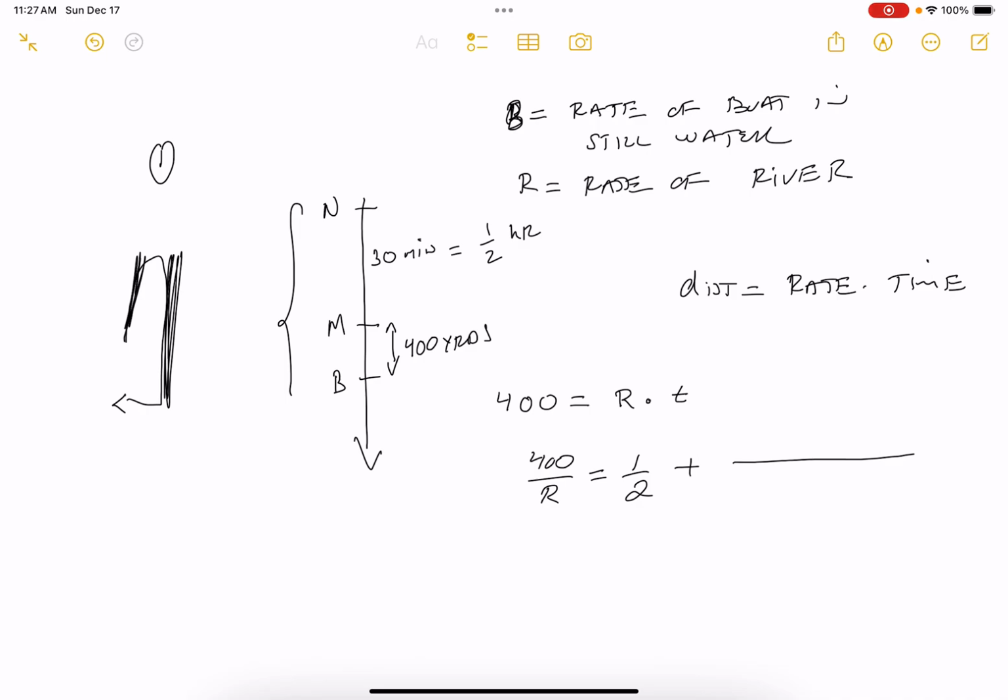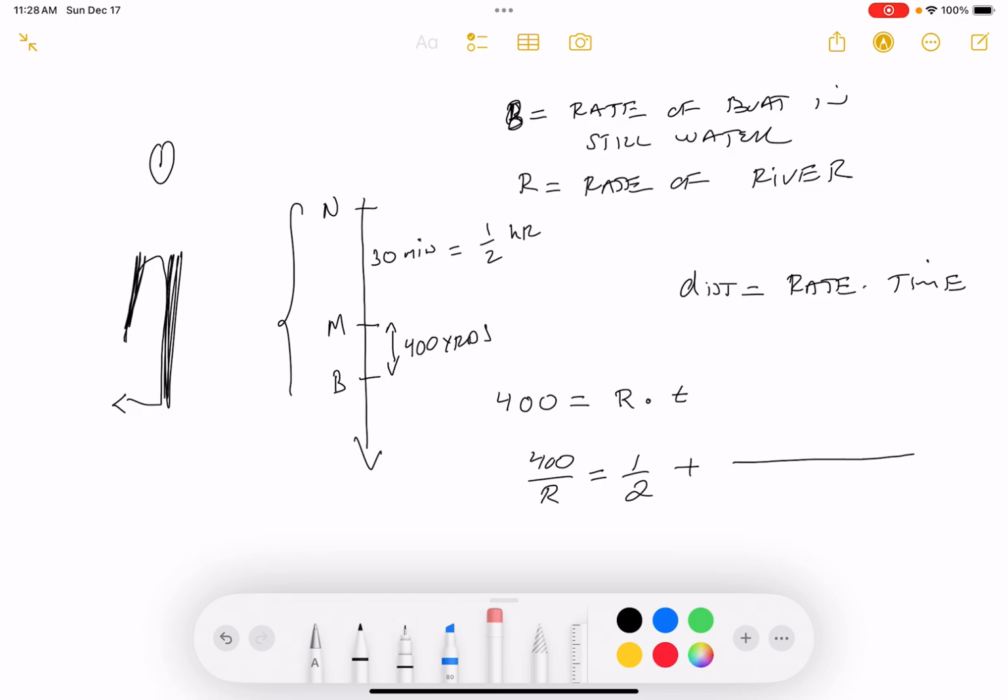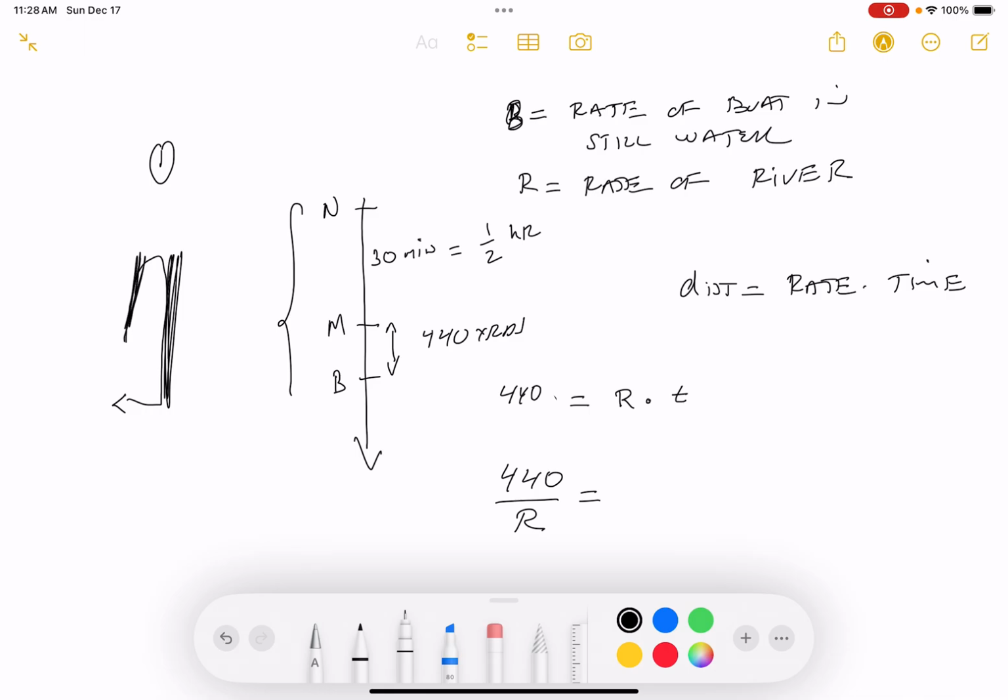Let me get my eraser. I just noticed that in the reading of it. Got to get my eraser out now. I'm glad I noticed that too, by the way. And so it's 440. This is the total time, by the way. I did it again. 440 divided by R. R is the rate of the river, by the way, equals, well, he does a half hour upstream. Now, plus the time going downstream.